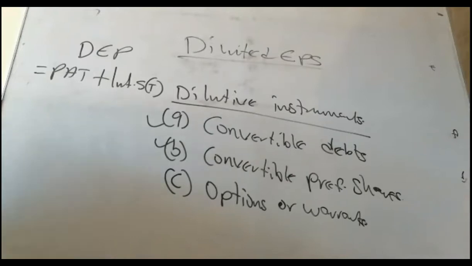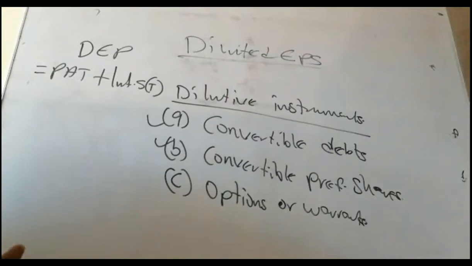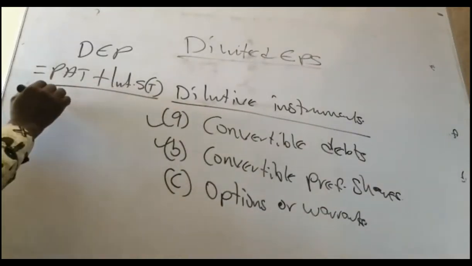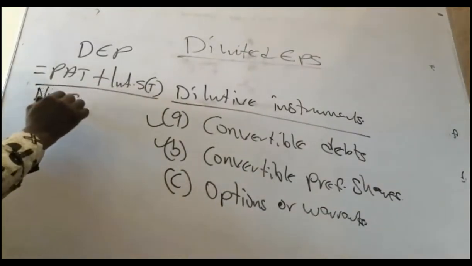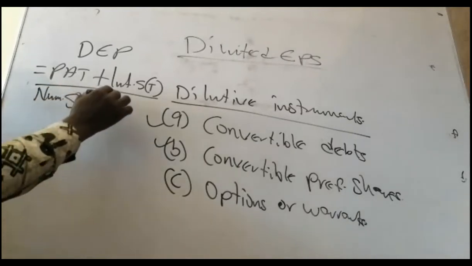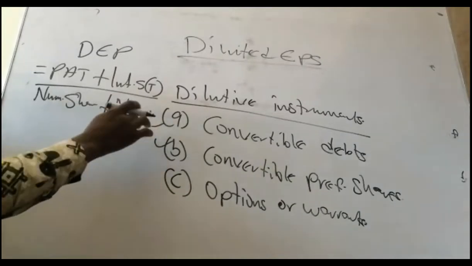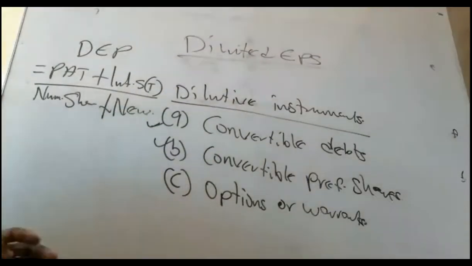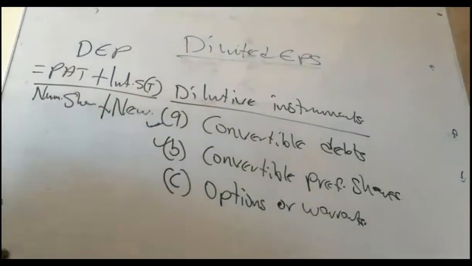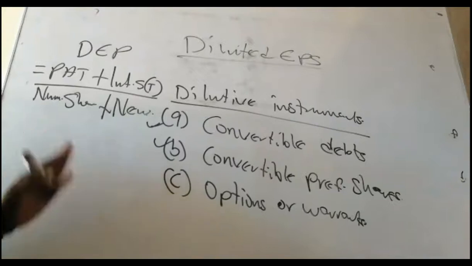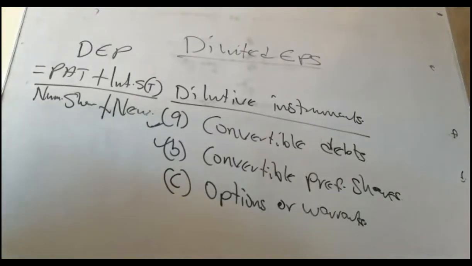If it's preference shares, you pay the dividend. There will be no net of tax. They divide it by the number of shares in issue plus the new shares after the conversion, the increment. How many shares are you giving them in exchange for the debts or their preferences? That is all. So that's the diluted earnings per share.